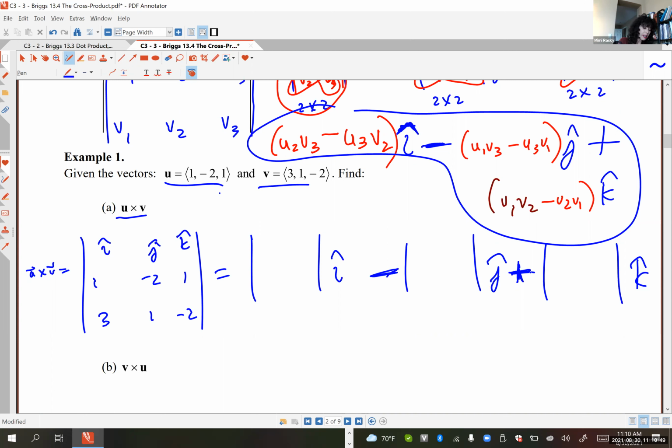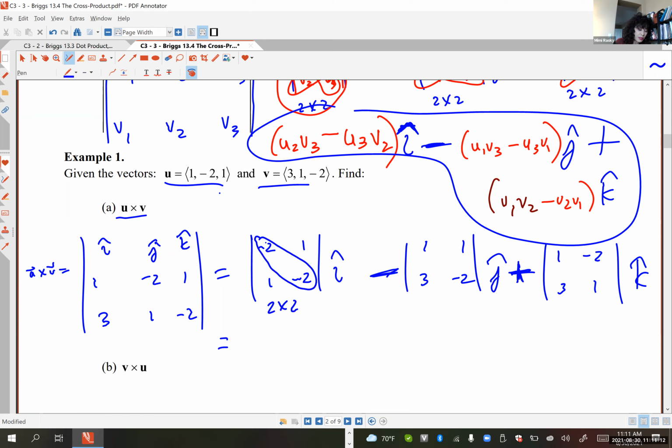So then if I block out the row and column that i hat lives in, -2, 1, 1, -2 are the 2 by 2 elements. If I block out the row and column that j hat lives in, I get 1, 1, 3, -2. And blocking out the row and column that k hat lives in, I get 1, -2, 3, 1. And now the fun part, you find the 2 by 2 determinant here.